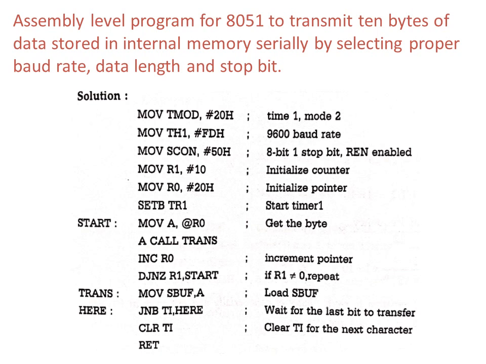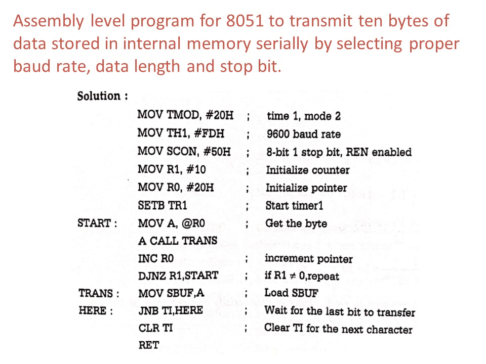So in the location here, R0 holds the value 20h. So now what happens is, at 20h memory location, whatever value you have is copied to the accumulator. Then ACALL TRANS. So in the TRANS subroutine here, MOV SBUF, A, whatever you have in the accumulator is copied to the serial buffer. So now serial transmission takes place.